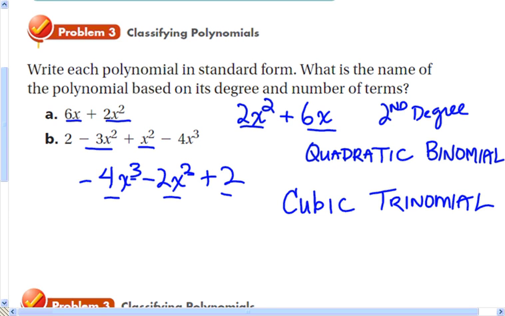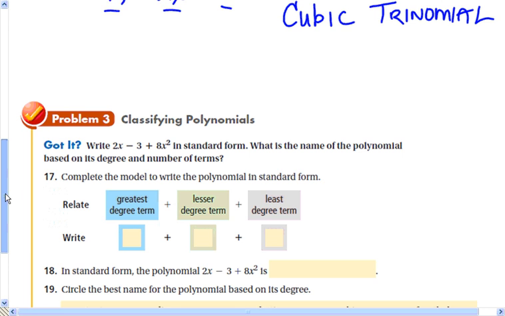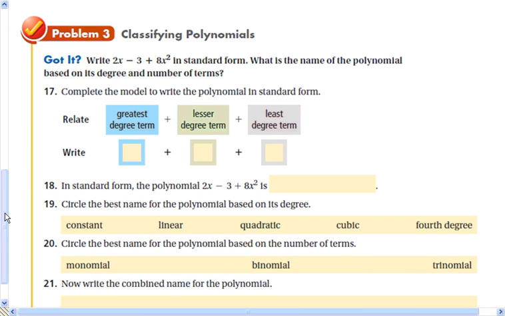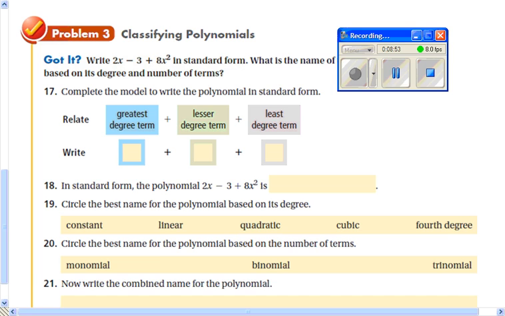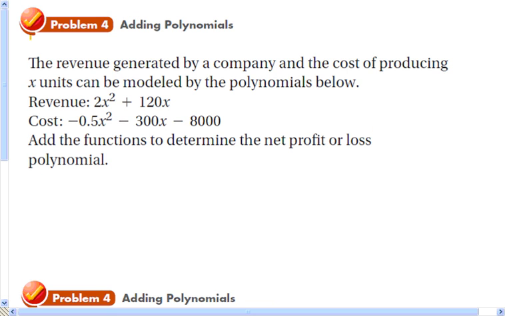All right, use the chart, simplify the expressions, and put them in standard form and see if you can't classify it. I'll let you try that. All right, so we call 2x minus 3 plus 8x squared a quadratic binomial. All right, adding polynomials.